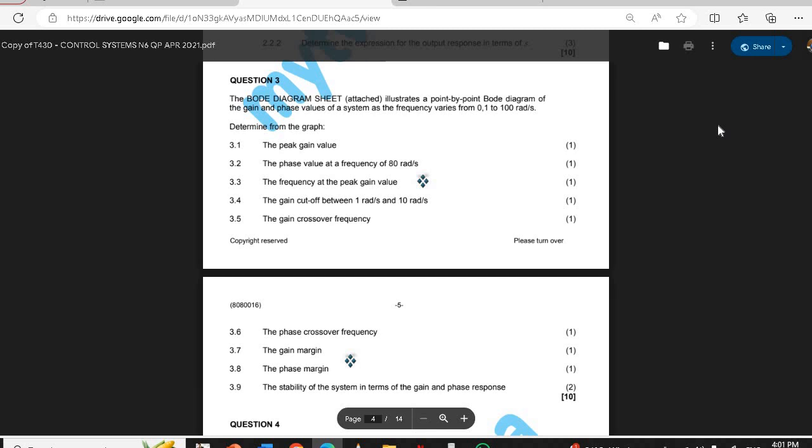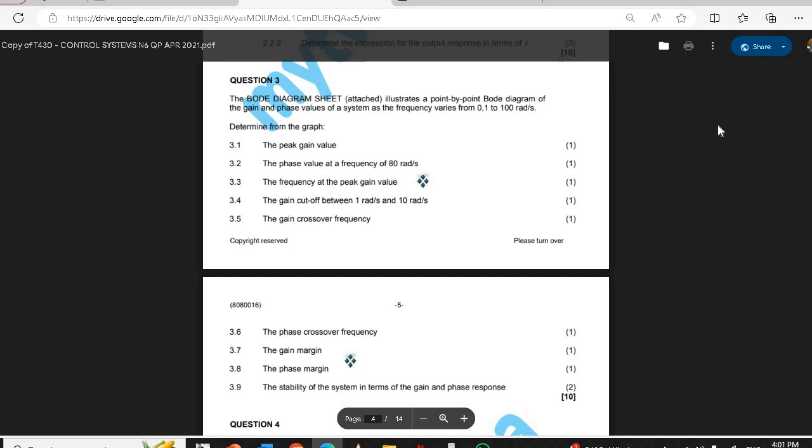And then the gain crossover frequency, so we know this is the frequency when your gain value is 0 decibels. Then we have the phase crossover frequency. This is the frequency when your phase value is minus 180 degrees. Then the gain margin, we have a formula which is 0 minus gain. The phase margin, we have a formula which is phase plus 180 degrees.